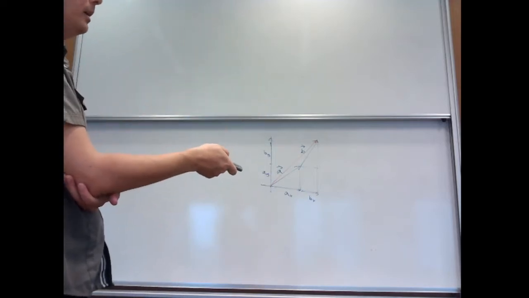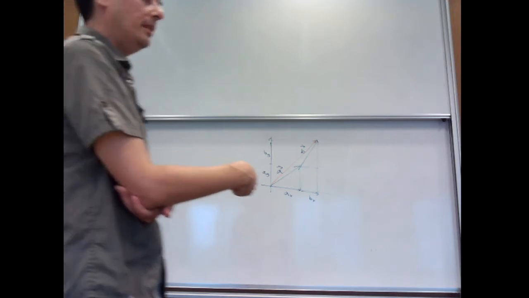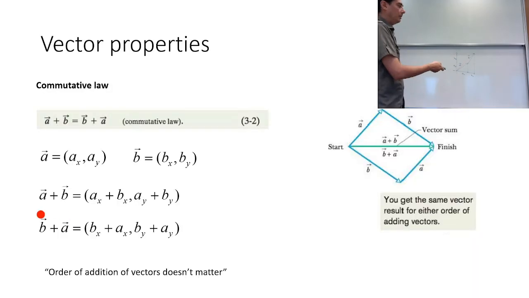So when you are adding the vectors in the reverse direction, then of course, because a plus b is the same as b plus a, you can prove the commutative property from there.